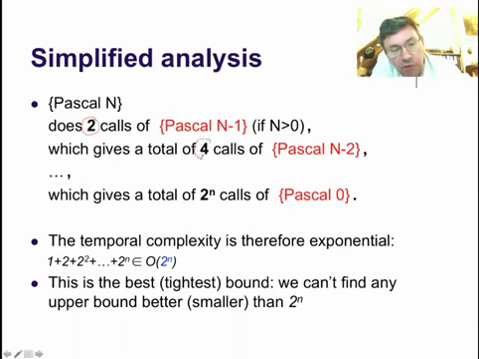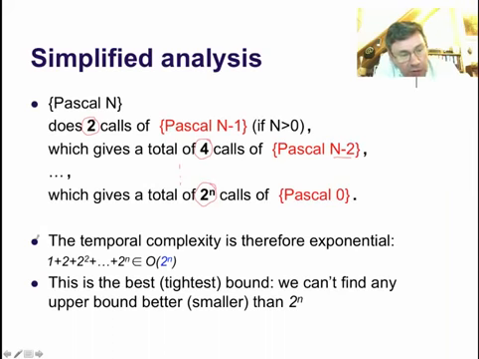And this gives a total of 4 calls of Pascal n minus 2, because each of the Pascal n minus 1 calls calls Pascal n minus 2 twice. And if we go down, finally, we get 2 to the n calls of Pascal 0. Notice I have not taken into account the time of execution of add list, shift left, and shift right. You can do this in a more sophisticated analysis, and you will notice it does not change the result.